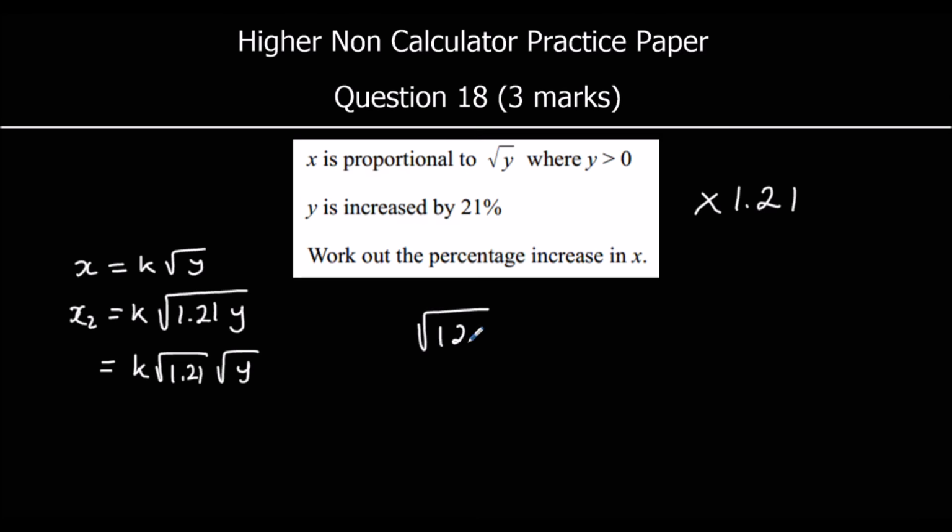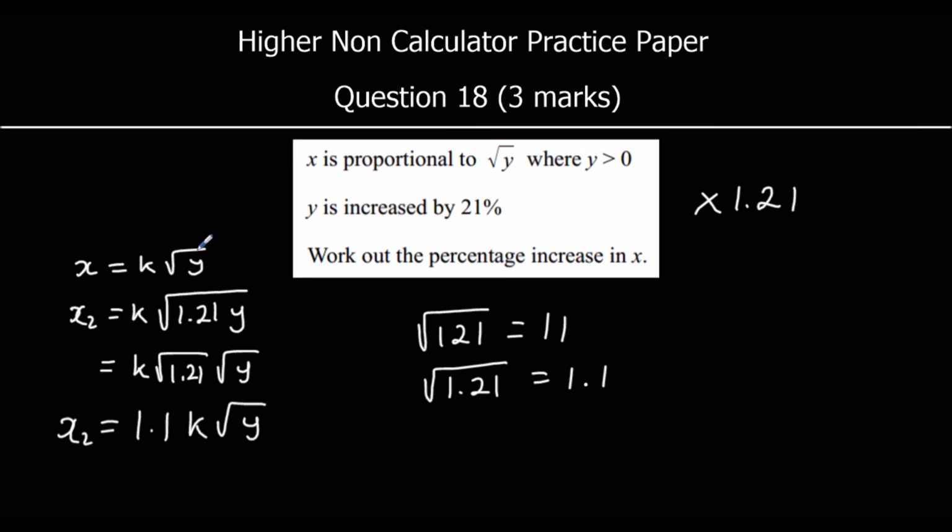The square root of 121 is 11. So the square root of 1.21 is 1.1. So I've got 1.1 times k root y as my new x. K root y was my old x. So my new x is 1.1 times my old x. If you times by 1.1, that means you've added on 10%.